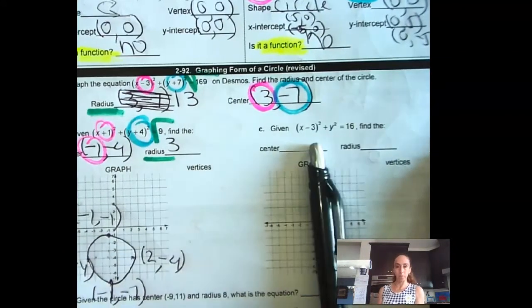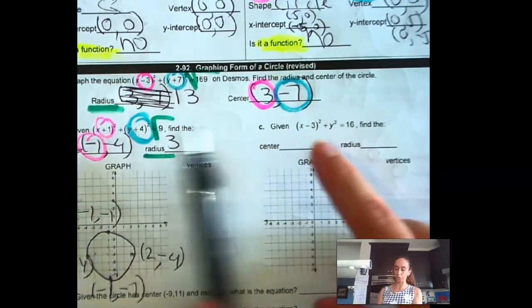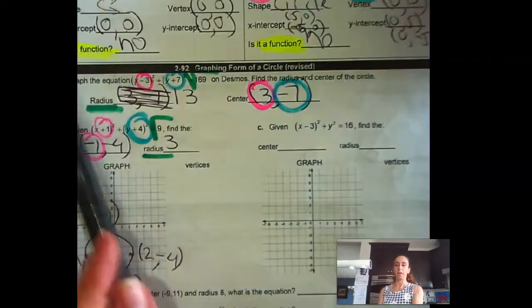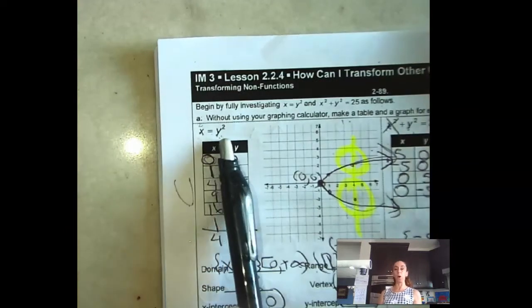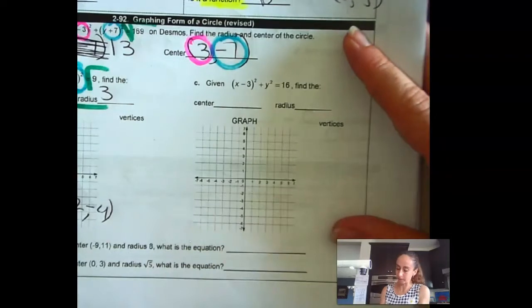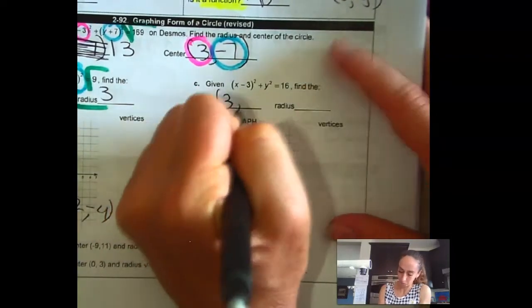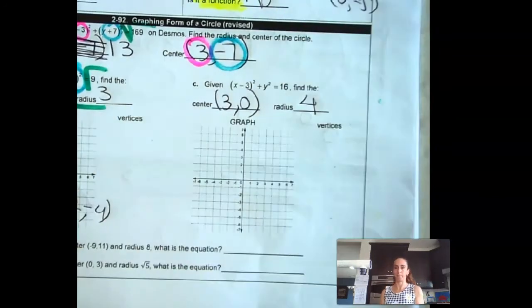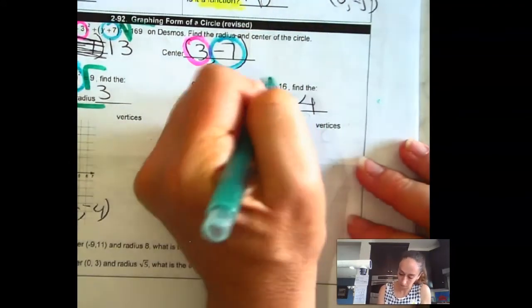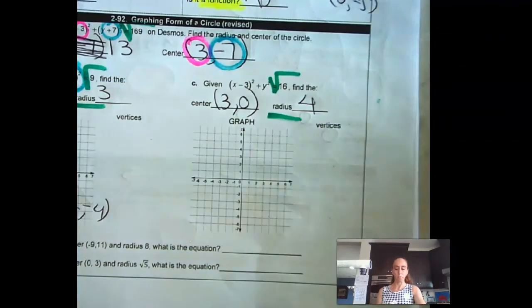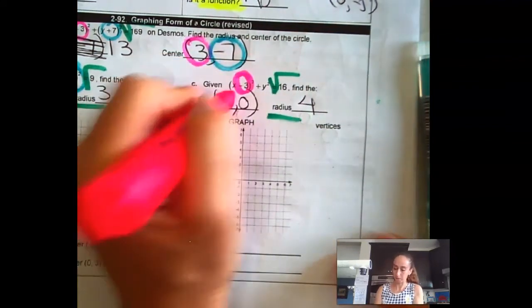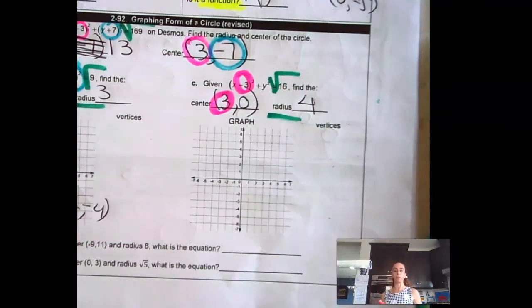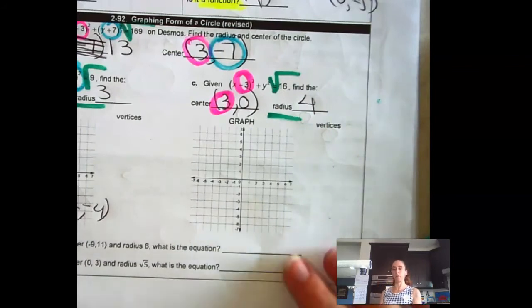Now, is this one also going to be a circle? Yep, because the x is squared and the y is squared. It's only going to be a parabola if one of them is squared. Okay? So, what would be the center for this one? 3, 0. What's the radius? 4. Square root that. And then if you look, how come it's 0? Well, there's nothing in the parentheses. Don't forget to do the opposite.